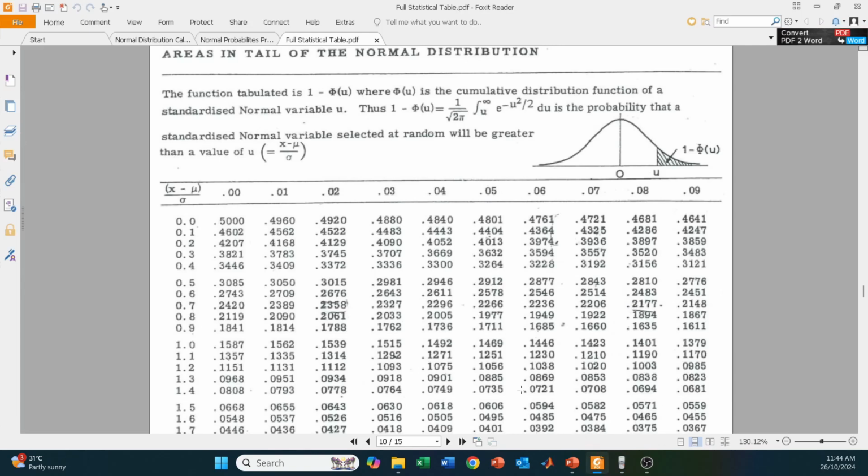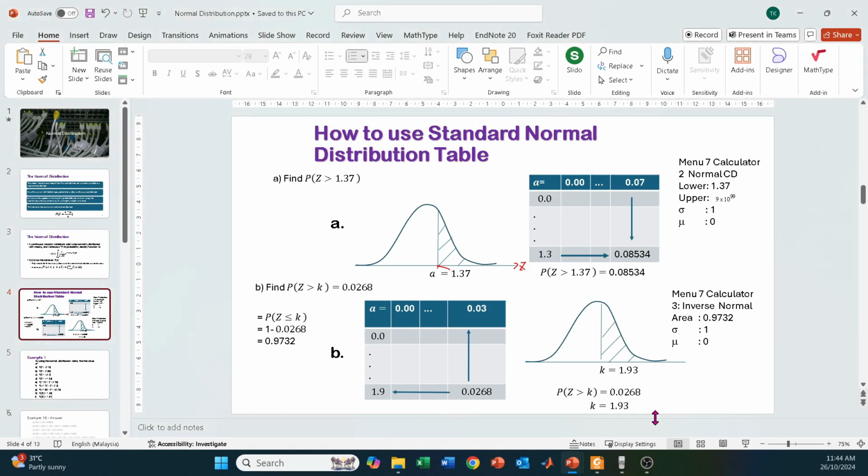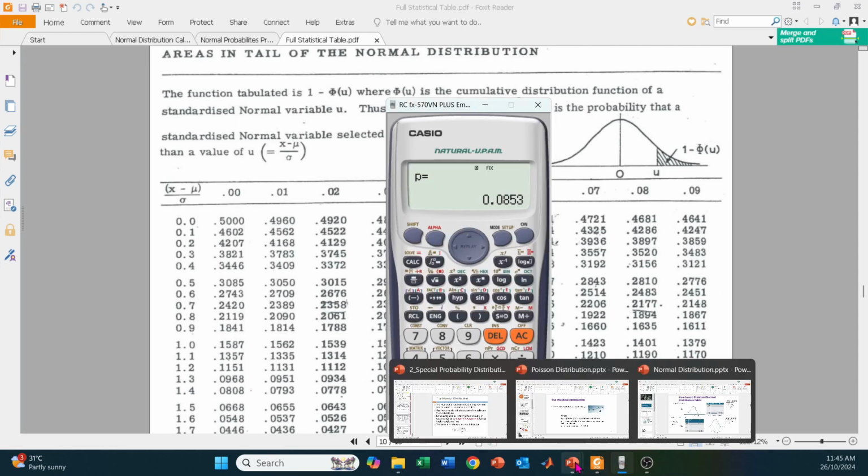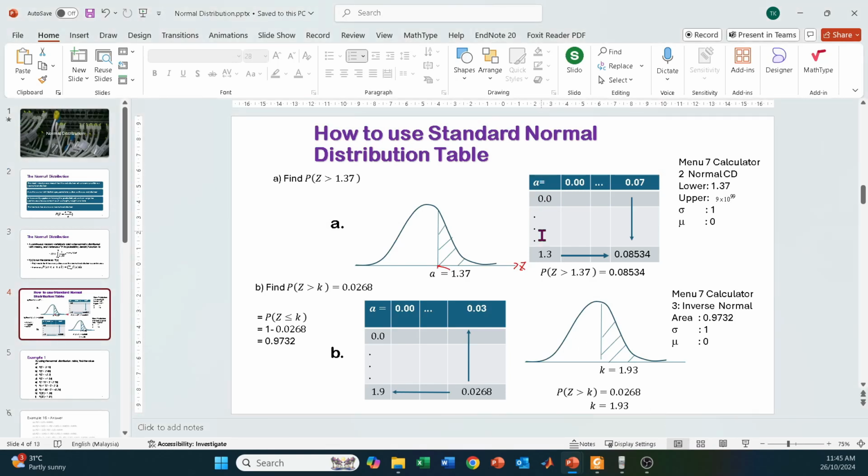So you get 0.0853. If you use your normal distribution table, 1.37, here 1.3 and then 7, 0.0853. So it tallies with your scientific calculator. In the alpha column, first look at column 1 to get 1.3, and then get the column 0.007. This is the area for the probability of Z greater than 1.37.